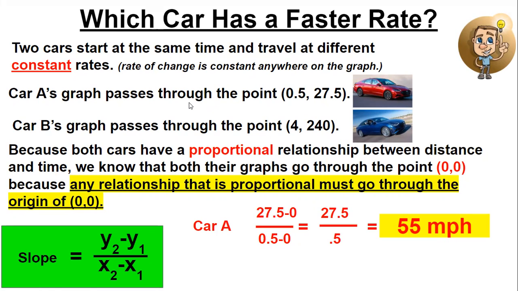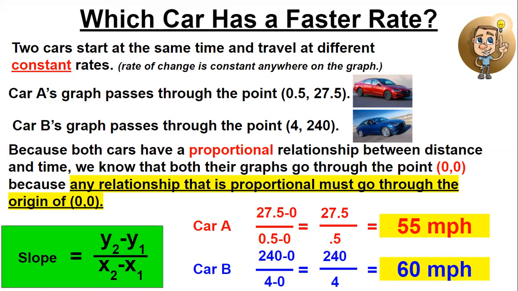Why don't you pause the video and do car B and then check to see that you got it right. So car B, again, I'm going to use 4 and 240 and 0, 0. So 240 minus 0 over 4 minus 0 equals 240 over 4. I divide 240 by 4 and I get 60 miles per hour. So which car is going faster? Exactly, car B.